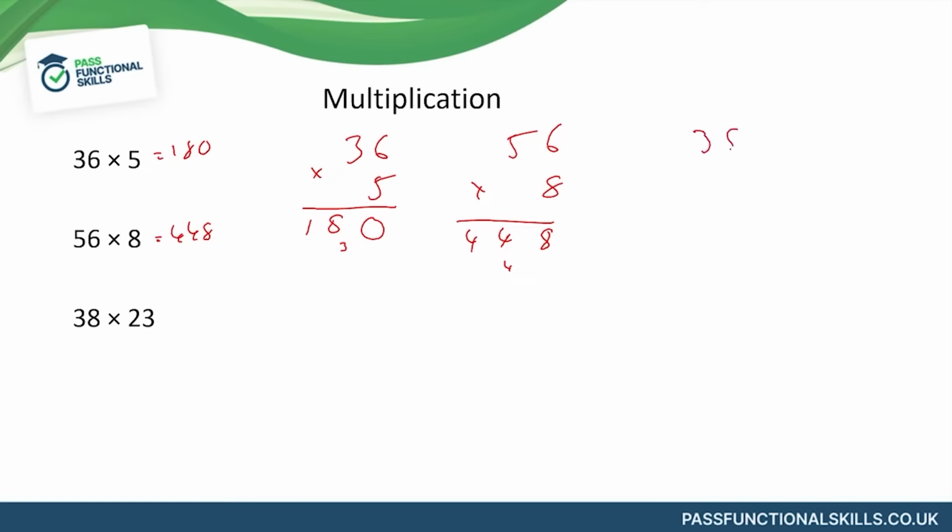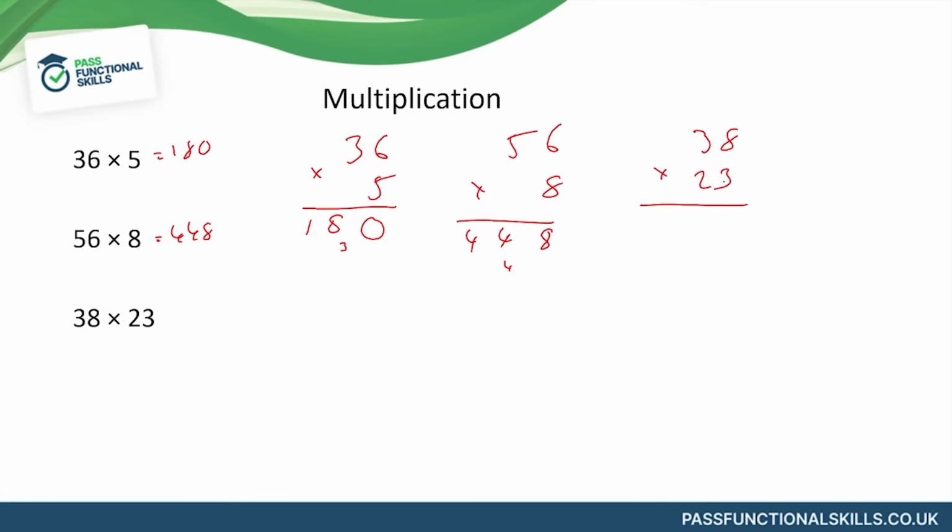38 times 23. They're both 2-digit numbers, so it doesn't really matter which way round you put them. So this is slightly different. We're going to start off with the 3. Start with this number here. We're going to do 3 times 8, then 3 times 3. Then we're going to move over to the 2 and repeat the process. 2 times 8, then 2 times 3. I've seen many students at schools just do 3 times 8 and then 2 times 3.